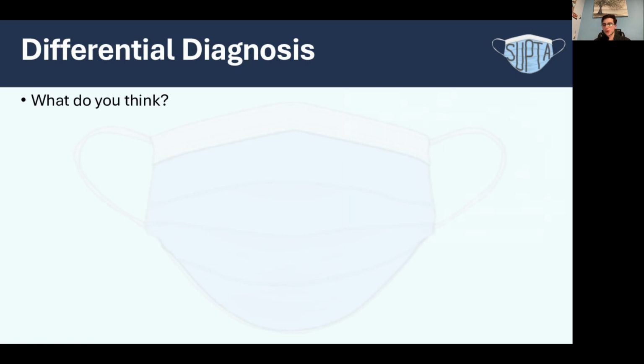So there are a few of them. They don't have to be the exact same presentation. They could just be a bit similar, but obviously there would be a few differences in terms of the history. So could anybody think of anything for differential diagnosis of acute limb ischemia? Anyone?